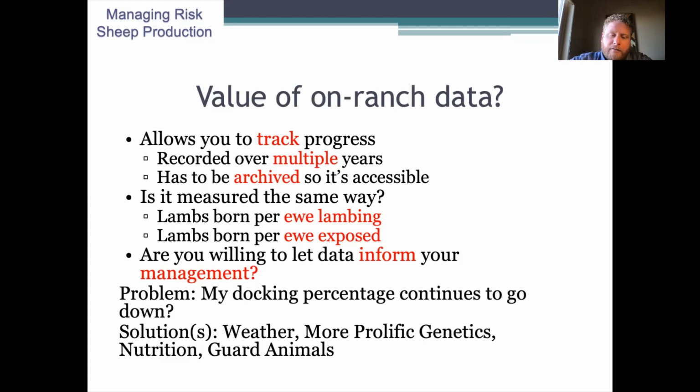For example, if we see docking percentage decrease year on year or a trend of decreasing docking percentages, we have to be willing to look at all aspects of what may be causing those decreased docking percentages, whether it be weather, is it the genetics that we purchased 3 or 4 years prior, is it the nutrition that we implemented in late gestation, or in many cases, is it a difference in guard animal effectiveness or use of guard animals at all? We have to be willing to address multifaceted challenges in what we measure on our enterprise.